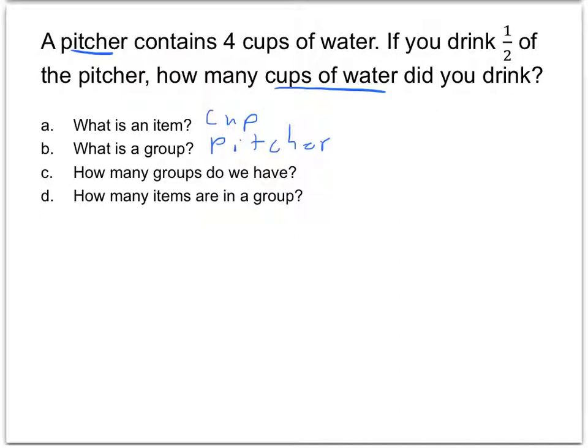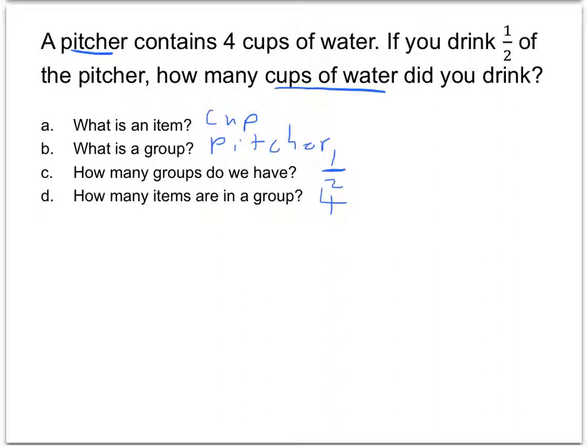Now, question C says, how many groups do we have? You might be tempted to say, well, we've got just one pitcher, but we're not doing something with all of that pitcher. We're only dealing with a half of the pitcher. That's how much we drink, and we're interested in how many cups we drank. So we didn't drink a full group, we only drank half of a group. So how many groups do we have? Well, this is a half. And then how many items are in a group? Well, a group is a pitcher, and so a pitcher consists of 4 cups. So we have 4 items in a group.